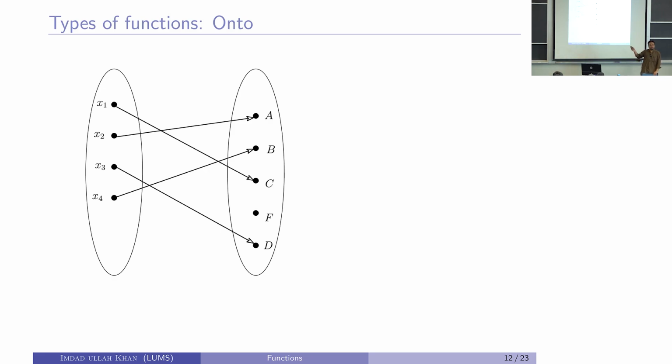What is the range of this function? The set A, B, C and D. What's the codomain of this function? The set A, B, C, D and F. Range is not equal to codomain, right? In the previous two, the range and codomain were equal. This is not onto. Okay, let's go.